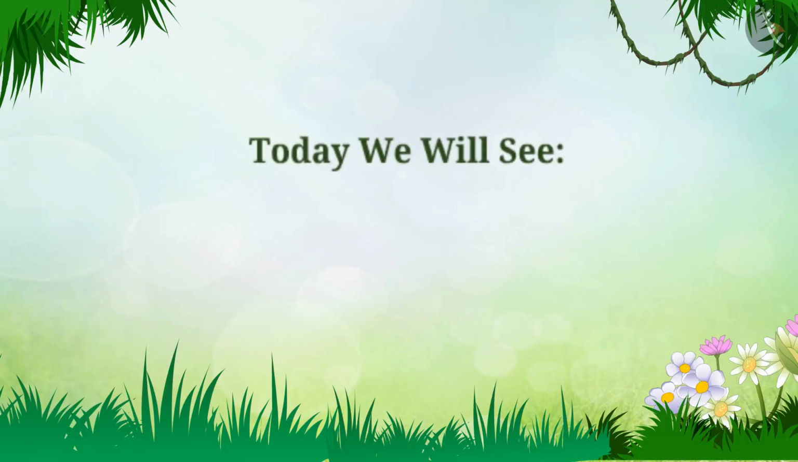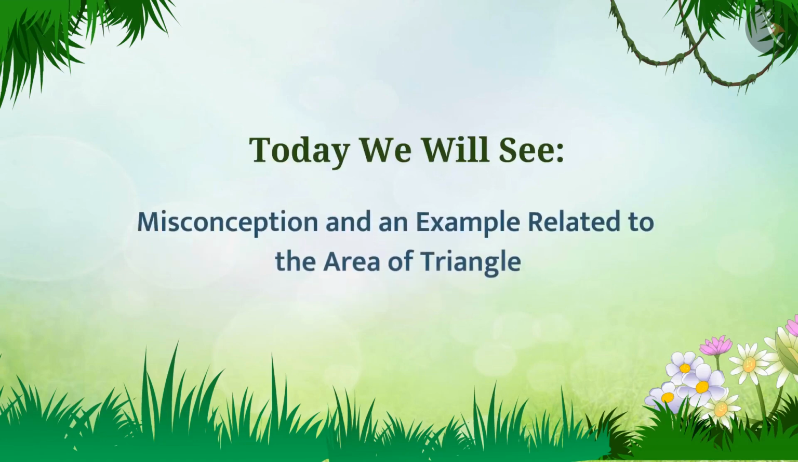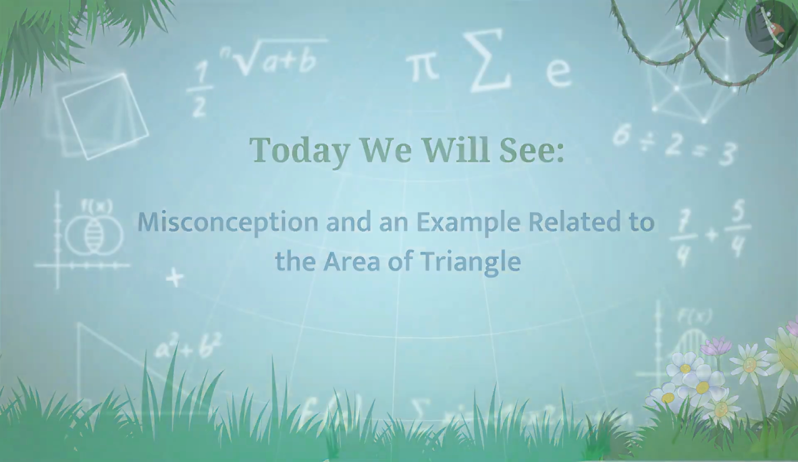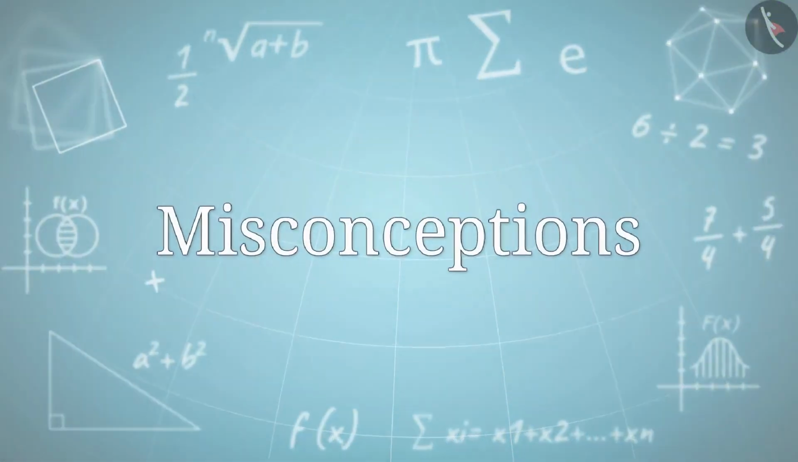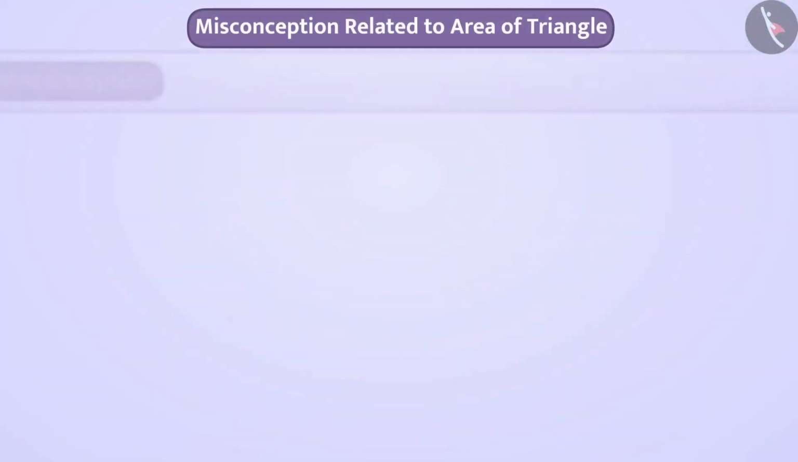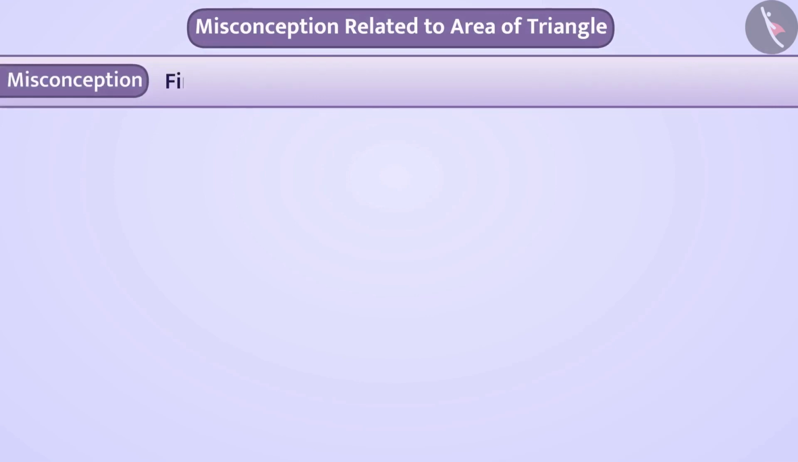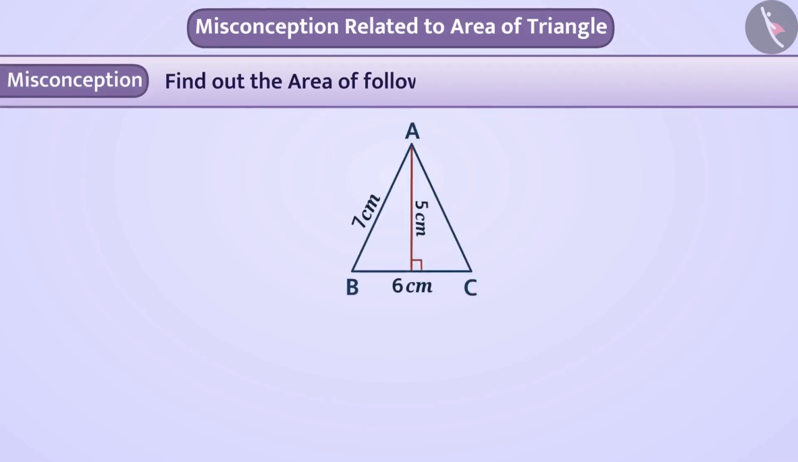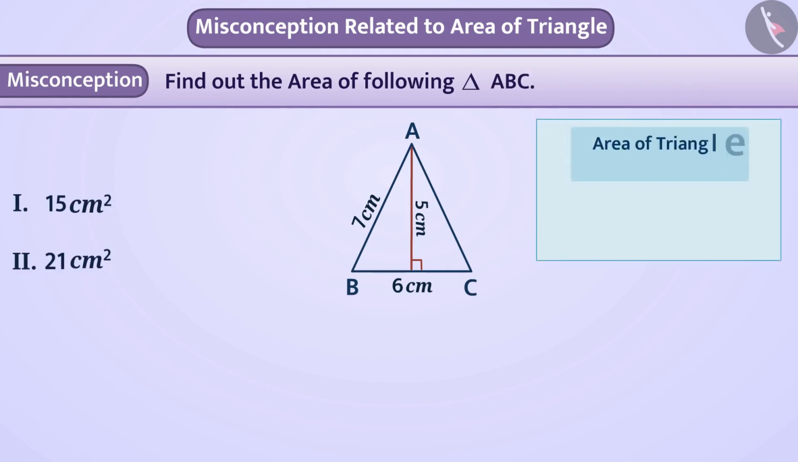Today we will see a misconception and an example related to area of triangle. Misconception: find out the area of the following triangle ABC. The formula of area of triangle is half multiplied by base multiplied by height.